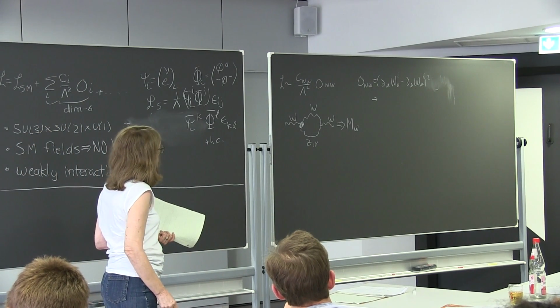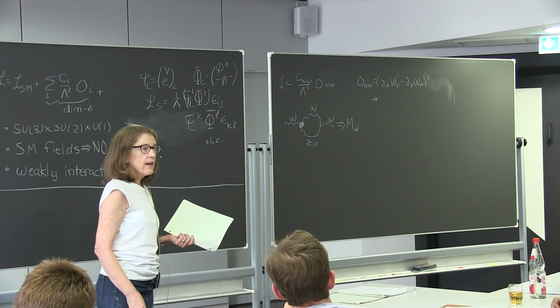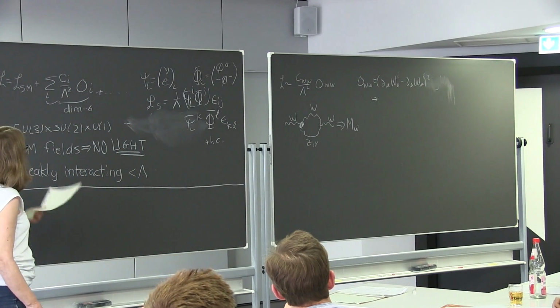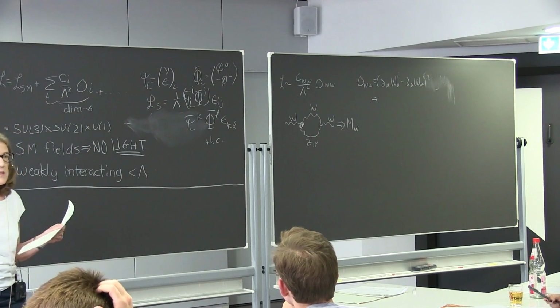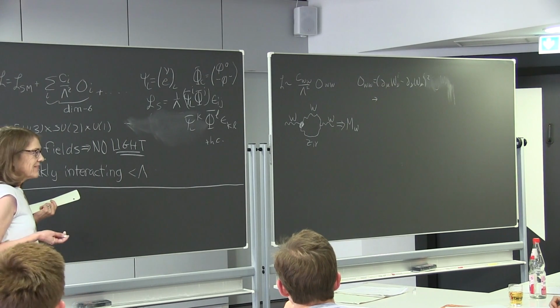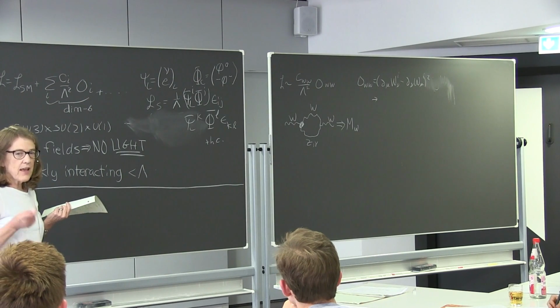So what do you think? Is this renormalizable? I got these operators which grow with S over lambda squared. You start calculating loops. Does it make sense? Is it a renormalizable theory? Anybody? You don't know. No? Yes? You say, of course not?